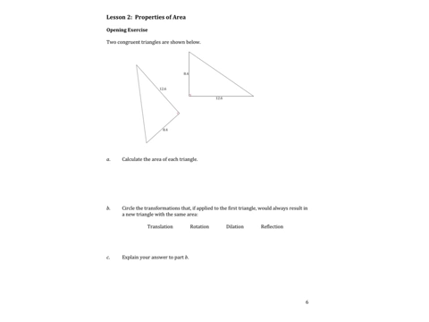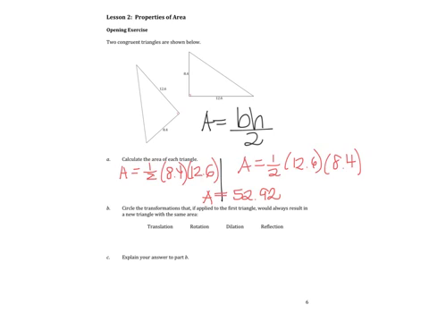I'm just going to write the formula at this point in time. Area is equal to base times height divided in half. Since the two triangles have the same dimensions, the area is calculated to be 52.92.